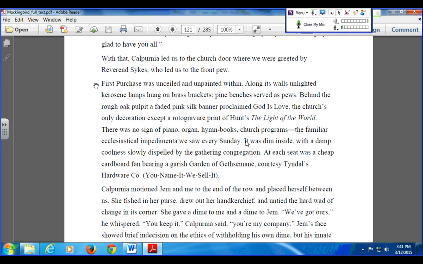It was dim inside, with a damp coolness slowly dispelled by the gathering congregation. At each seat was a cheap cardboard fan bearing a garish Garden of Gethsemane, courtesy of Tate's Hardware Co. You name it, we sell it.